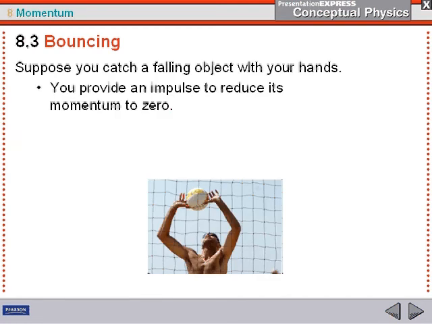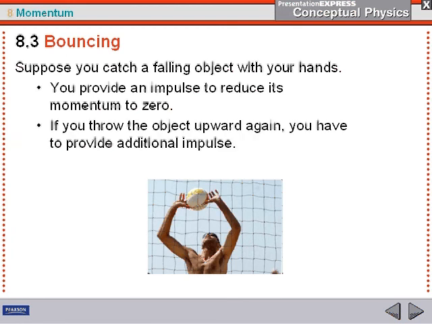Suppose you catch a falling object with your hands and you provide an impulse to reduce its momentum to 0. And then let's say you throw it back up. Well, then you have to provide an additional impulse. Remember, you're bringing the momentum to 0 and then you're throwing it back up again, so you're giving it more momentum except in the opposite direction. And I think a good example of this is when a volleyball player sets the ball. They're basically stopping the ball and then sending it right back up.